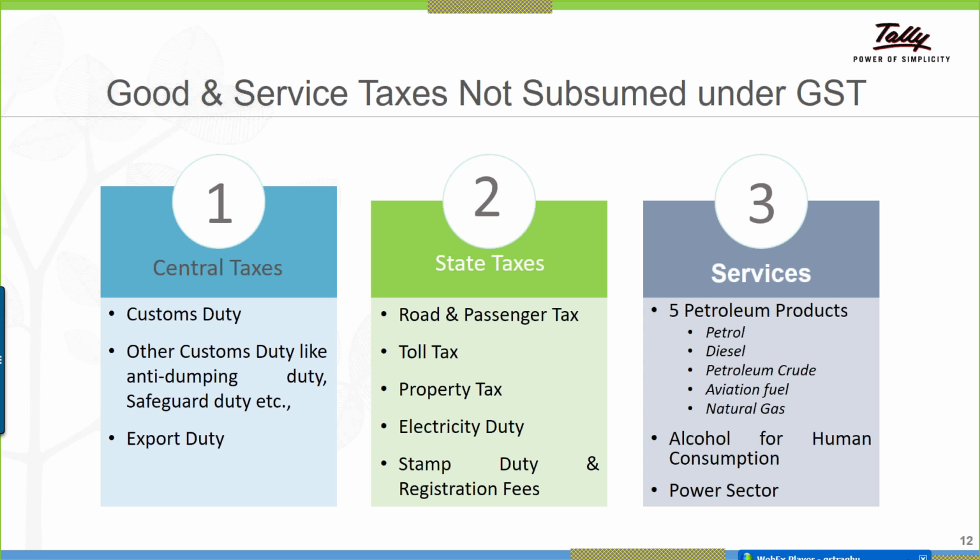Next, goods and service tax not subsumed under GST. There are a few taxes which still continue even if GST is there. With regard to central tax, custom duty, when you are importing from outside the country, custom duty needs to be paid, and other taxes. And with regard to state, road tax, passenger tax, toll tax, property tax, stamp duty for registration, those things will continue. The important ones are petrol, diesel, crude oil, aviation fuel, natural gas, and alcohol for human consumption and power sector. These are still outside GST, and VAT and excise will continue for them.